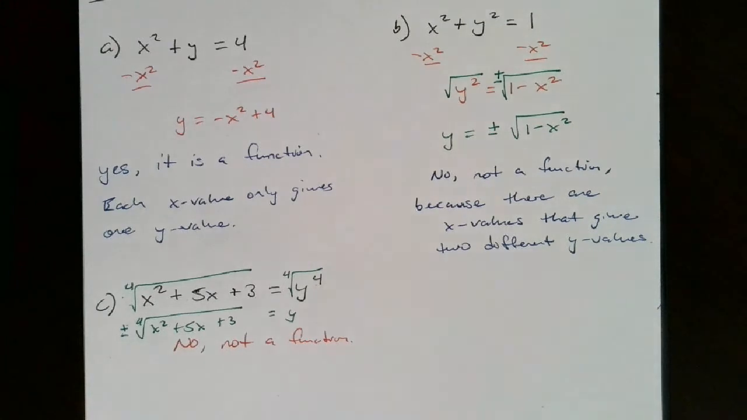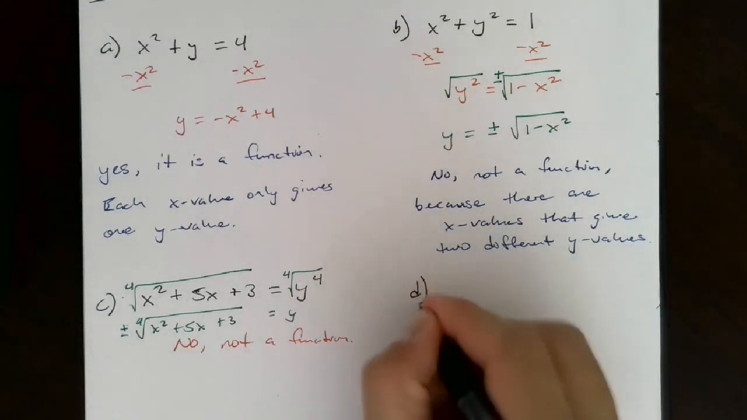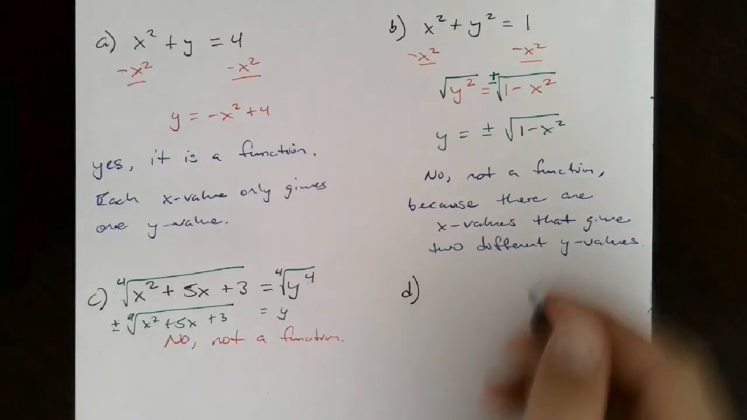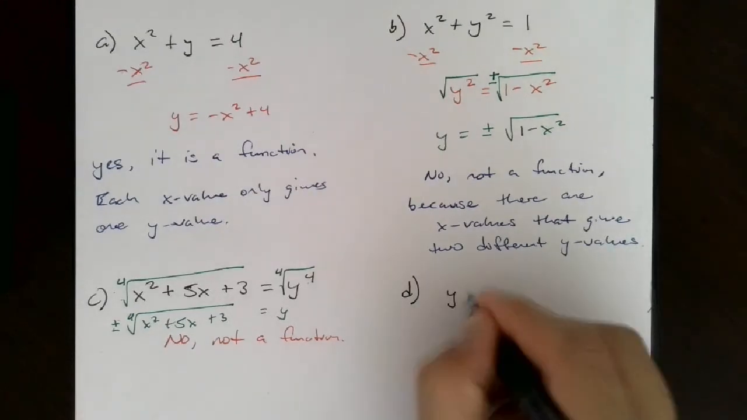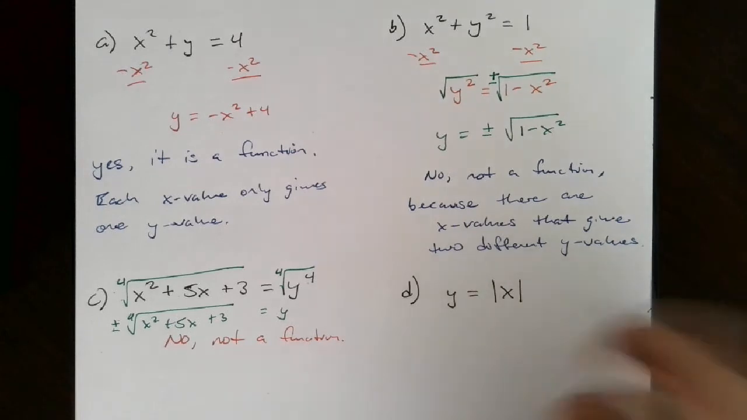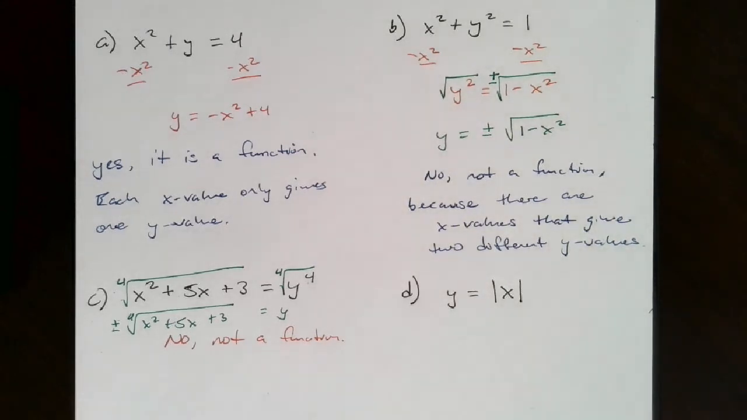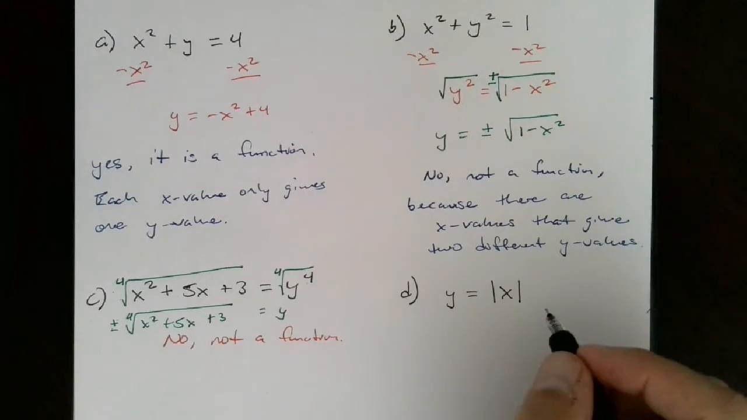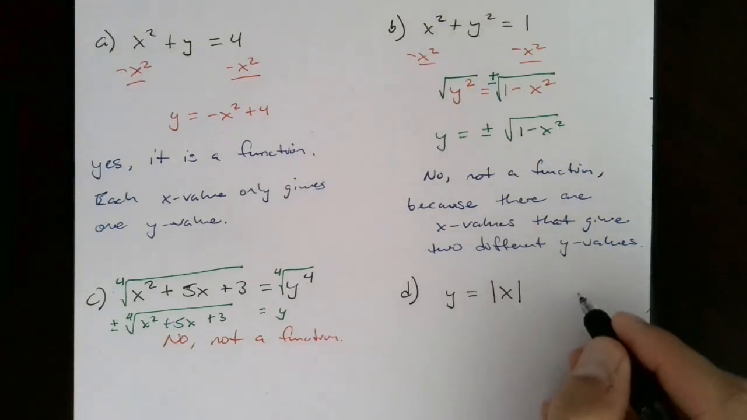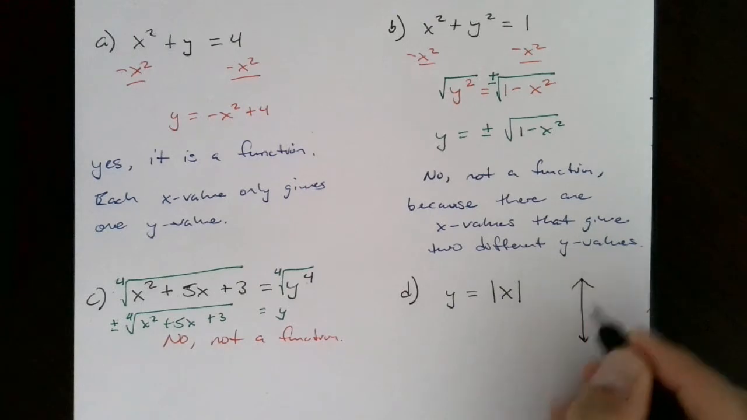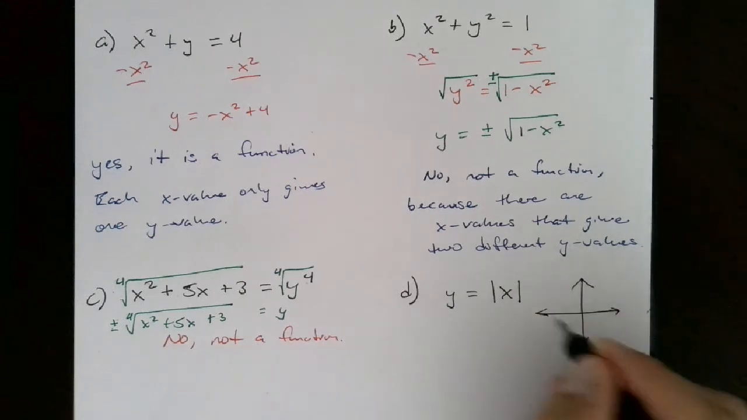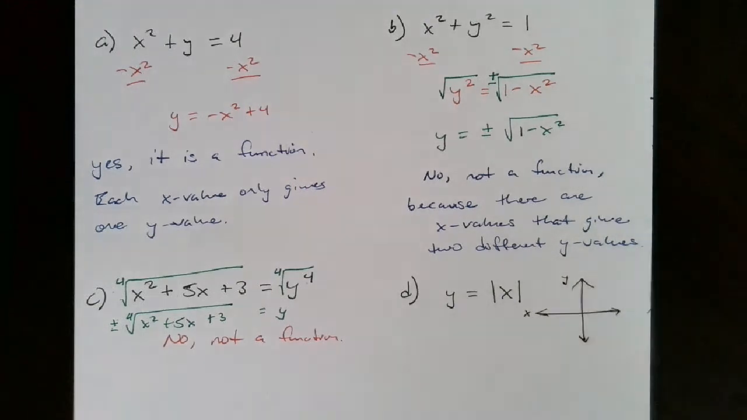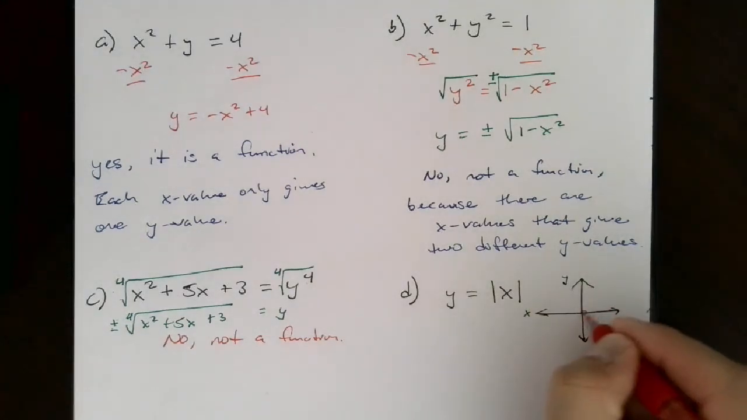How about if I asked you about this one? If I wrote y equals the absolute value of x. Now, this is a little different because it's not a polynomial. But when you look at this, you should know what the absolute value function looks like. But let's do a quick sketch of it here. The absolute value function, y equals the absolute value of x, here's x and here's y. Think about what happens when x is 0, y is 0.